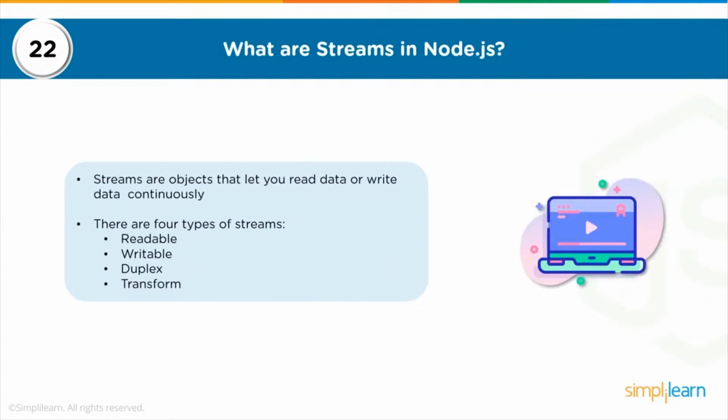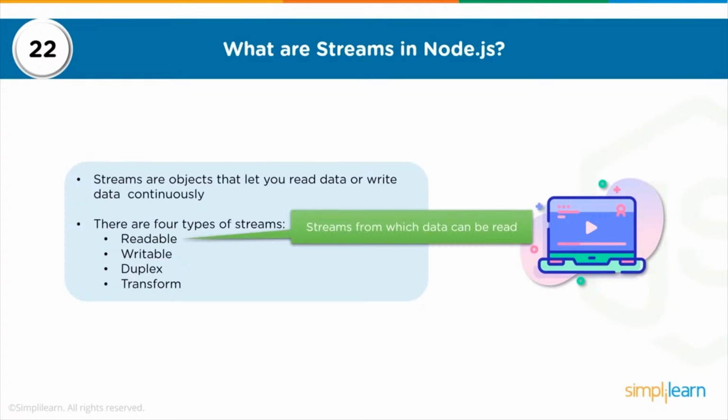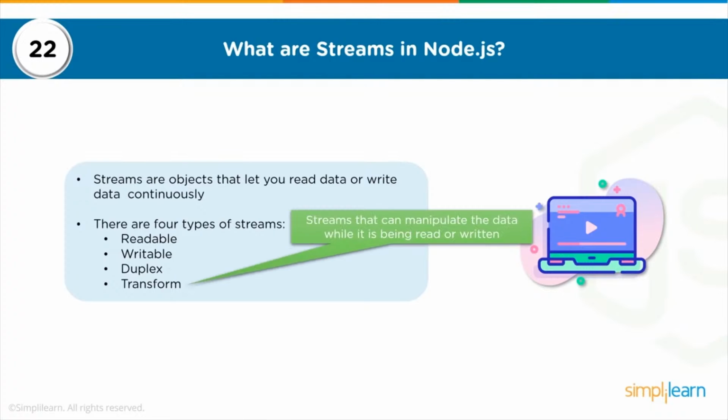So what are streams in Node.js? Streams are objects that allow you to read and write data continuously back and forth within your application. And there are really four different types of streams: readable, writable, duplex, and transform. The readable one is streams from which data can be read. The writable is streams that you can write to. A duplex is a stream that is both readable and writable. And transform are streams that can manipulate the data while it is being read or written.